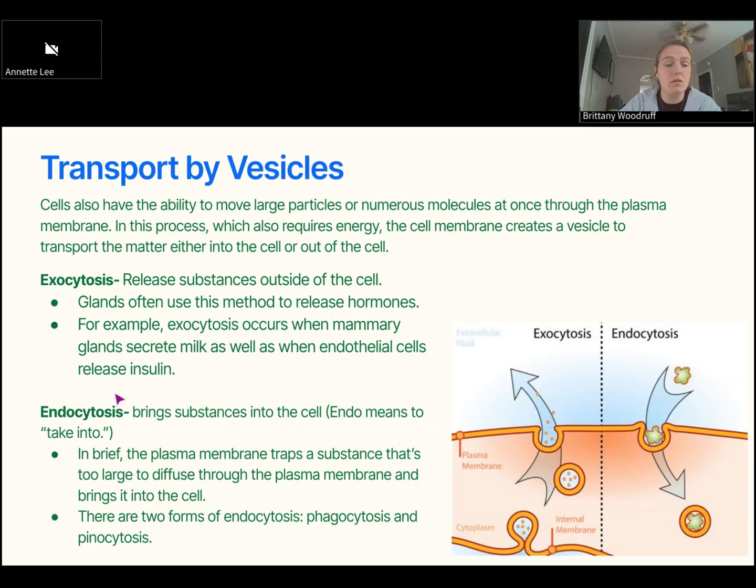So basically, for transport, exocytosis and the sodium pump, all those are active transport. Yep, active transport. So all those are under active transport. Exactly.